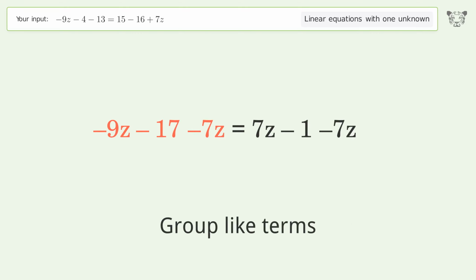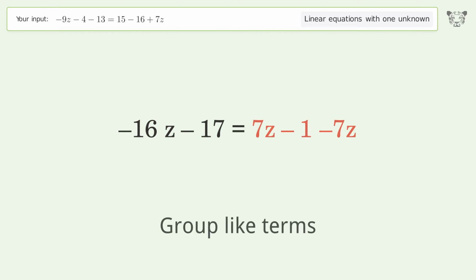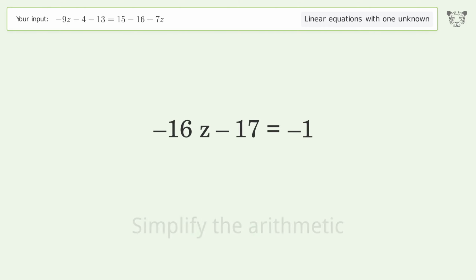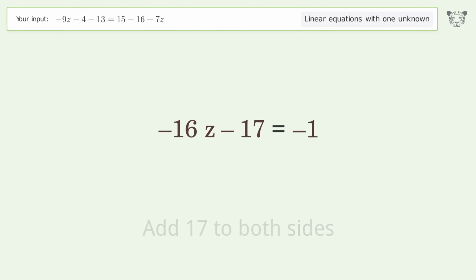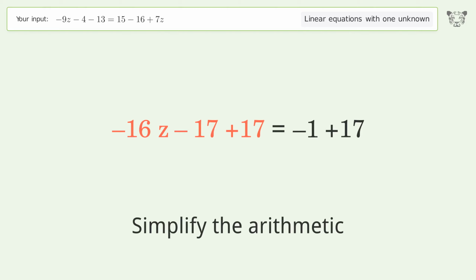Group like terms. Simplify the arithmetic. Group like terms. Simplify the arithmetic. Group all constants on the right side of the equation. Add 17 to both sides. Simplify the arithmetic.